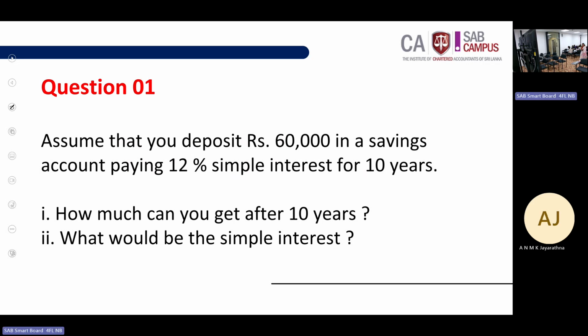So we read the question. Assume that you deposit rupees 60,000 in a savings account which pays 12% simple interest for 10 years. How much can you get after 10 years? What would be your simple interest?